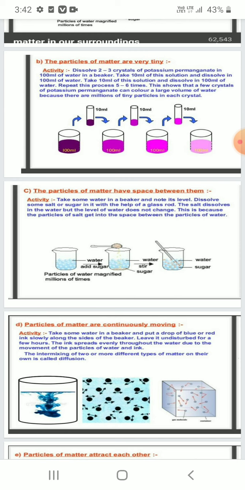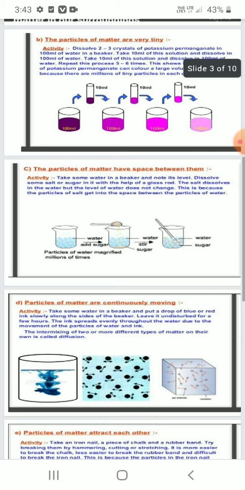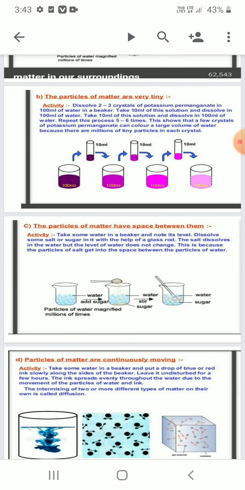In the beginning you can see an almost purple, violet color. Slowly the color fades and becomes pale pink. Finally it is very, very light pale pink, but you can still see the change even after 5 to 6 times, which means that a small tiny particle is enough to give color. So this shows that particles of matter are very, very tiny.